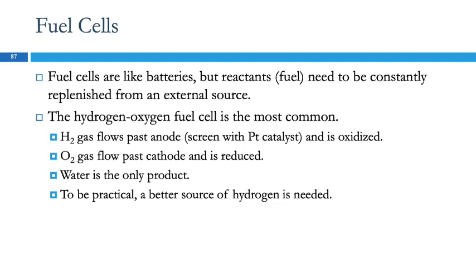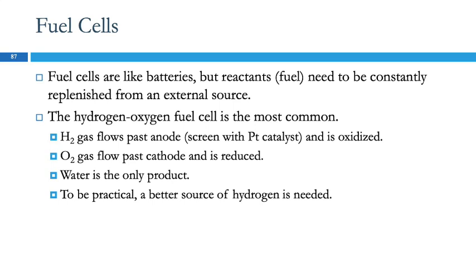Then there are fuel cells. So in a way, fuel cells are like batteries, but the reactants can be replenished from an external source. So the most common one is the hydrogen-oxygen fuel cell. We have hydrogen gas flowing past an anode, which is a metal screen with a platinum catalyst. The hydrogen gets oxidized. Oxygen gas is flowing past the cathode. That gets reduced. The only product here is water, which is awesome, right? Because this is not polluting anything.